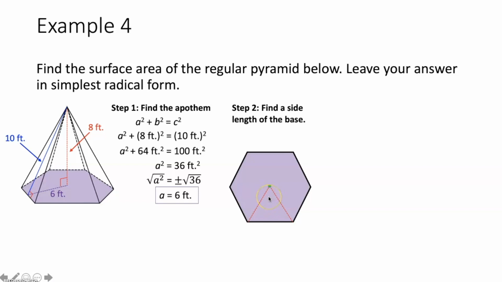Well, remember, in order to find the measure of a central angle of a regular polygon, you just take 360 degrees and divide it by the number of sides. So here we have 6 sides, so 360 divided by 6 is going to give you 60 degrees. That's the measure of this central angle.